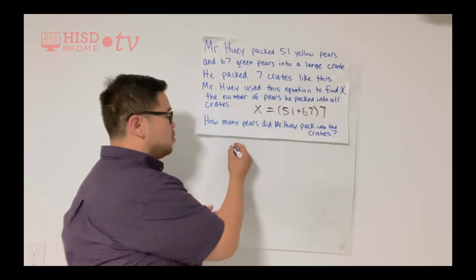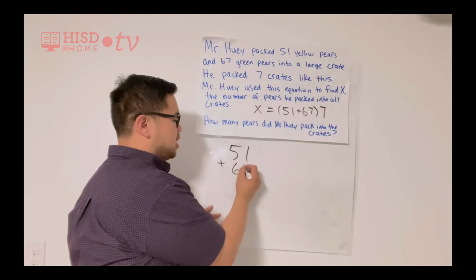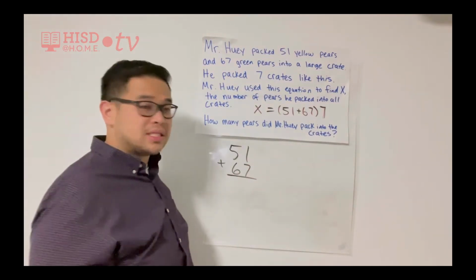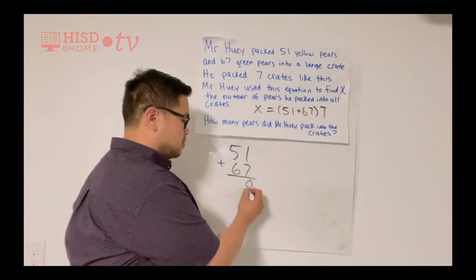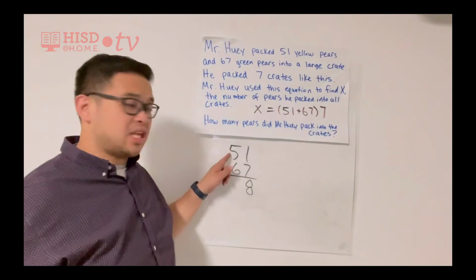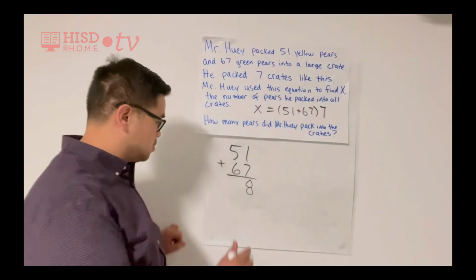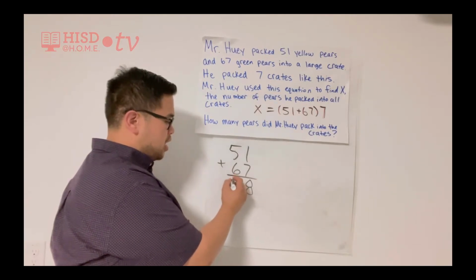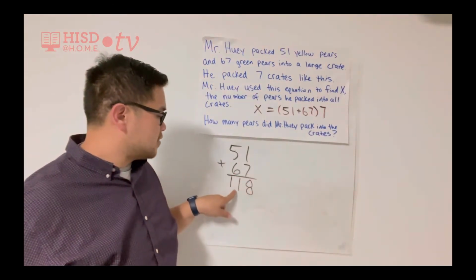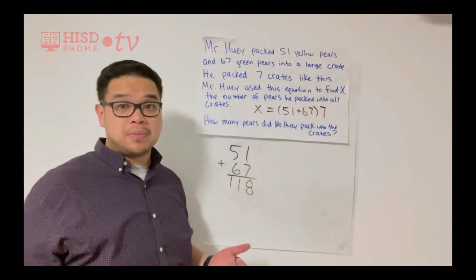So we're going to take 51 plus 67. 1 plus 7 is 8. 50 plus 60 is 110. And then I'll put my 8 with the 110. That gives us 118. So we have 118 pears.